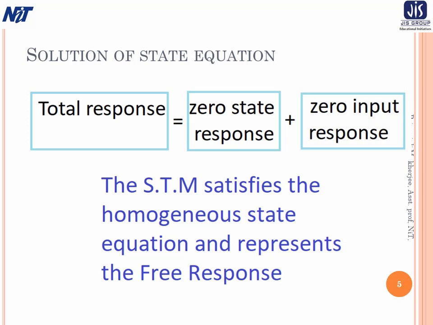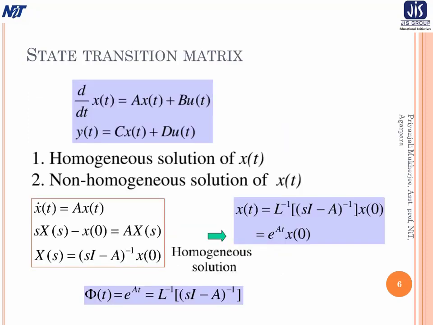Now the state transition matrix satisfies the homogeneous state equation and it represents the free response. Now what are the homogeneous and non-homogeneous parts of the state equation? The general form of the state equation is x dot = Ax + Bu and y = Cx + Du. The term Ax(t) is called the homogeneous part of the state equation, and the term Bu(t) is known as the non-homogeneous part of the state equation, which is also known as the forcing function.